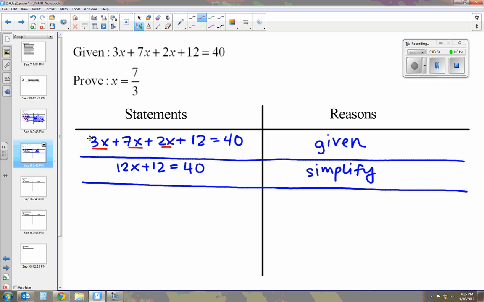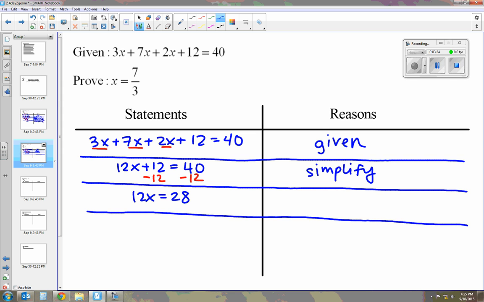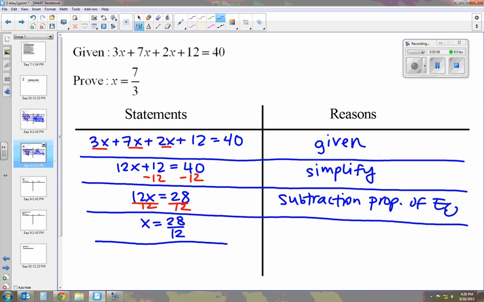Next up, I'm going to subtract 12. So I get 12x equals 28. So that's the subtraction property of equality. Next, I'm going to divide by 12. So x equals 28 over 12. So that's our division property of equality.